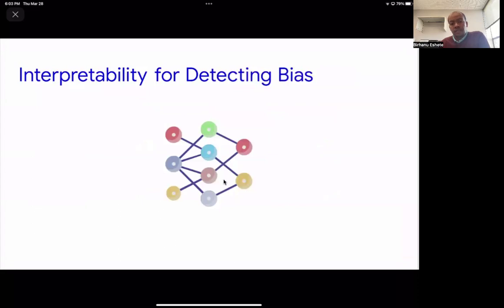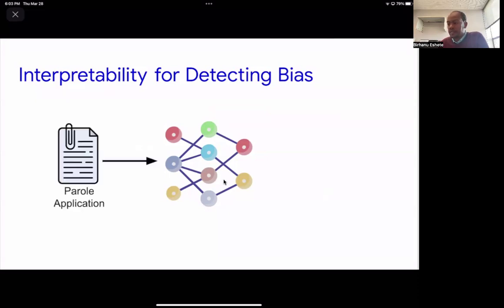Another use case is interpretability could be used as a proxy for detecting bias. Bias is a very important issue that we have to deal with in machine learning models. Bias is rampant. Bias is propagated everywhere. Therefore, we want to use interpretability as a proxy to detect bias. So let me illustrate what this means.